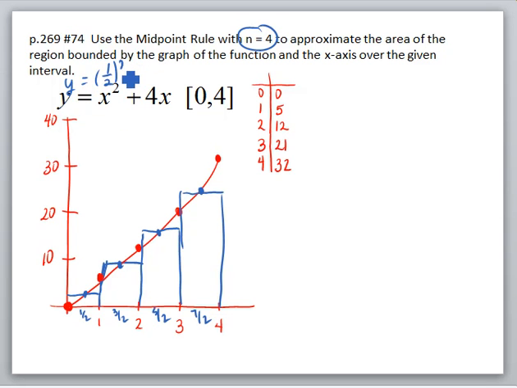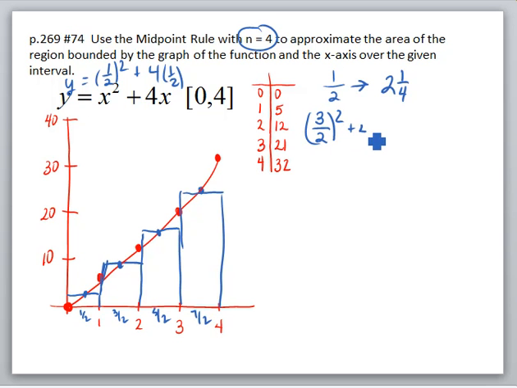So I'm going to do 1 half squared plus 4 times 1 half. So when I plug in 1 half, I really end up getting 1/4 plus 2, which is 2 and 1/4. When I plug in 3 halves, I would be doing 3 halves squared plus 4 times 3 halves. This ends up giving me 9/4 plus, this would be 12 over 2, which is 6. Well, that's 2 and 1/4. So I'd have 8 and 1/4.